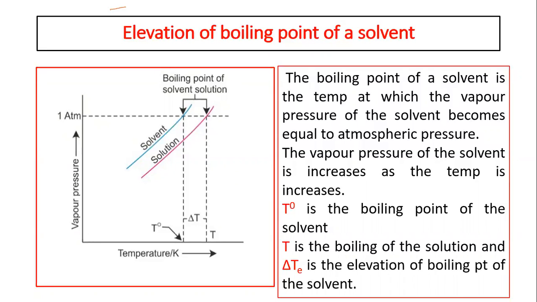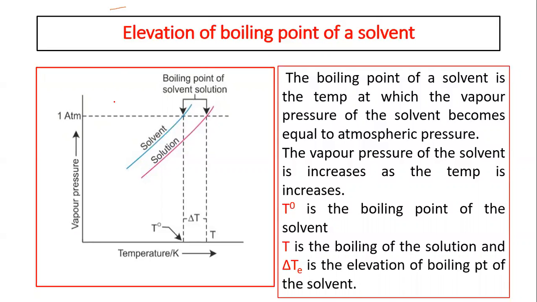Boiling point of a solvent is the temperature at which the vapor pressure of the solvent becomes equal to the atmospheric pressure. So when we boil the liquid, the vapor pressure of the liquid increases, and when the vapor pressure of the liquid is equal to the atmospheric pressure, then the liquid starts to boil, and that is the boiling point of the liquid. So the elevation of the boiling point of a solvent is the difference between the boiling point of the solution and the boiling point of the solvent.